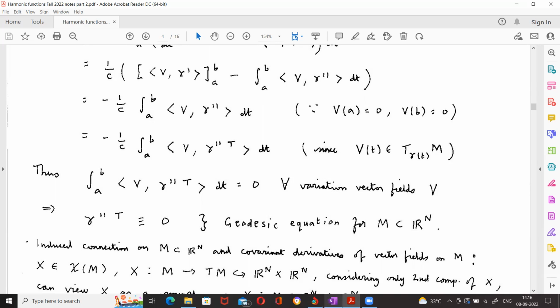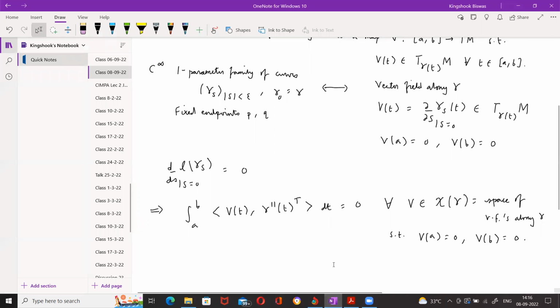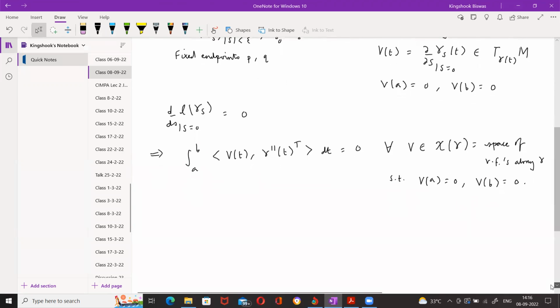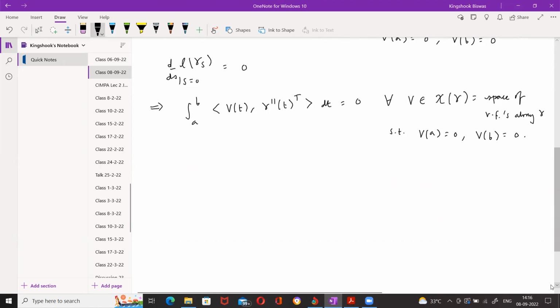So to give you a concrete example, in this sphere S2 in R3, you probably know what these shortest length curves are. So for example, from the North Pole to the South Pole, the shortest length curves are longitudes, right? Now, longitudes are examples of great circles.